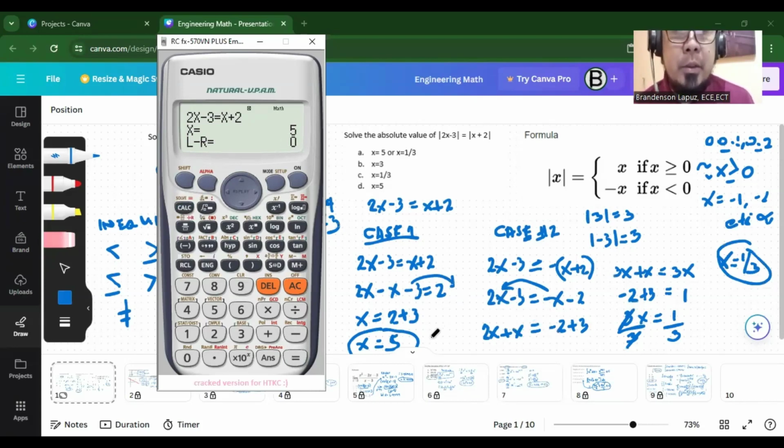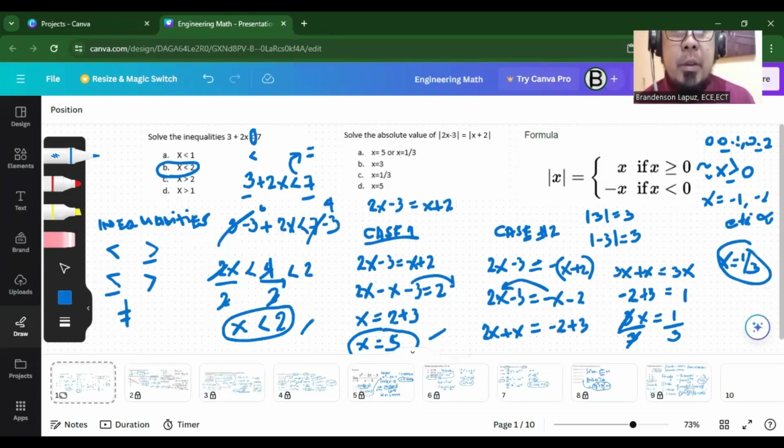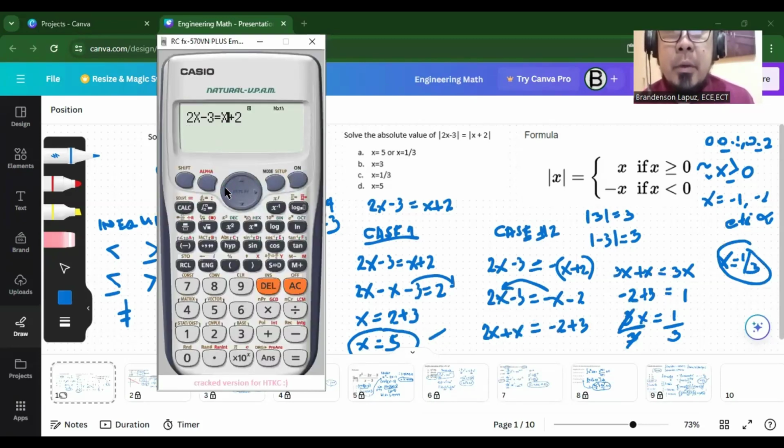So this is it, right? And for the other one, put a negative and parenthesis, just copying what we wrote here. Shift solve will give us a value of 0.33. To get the fraction of that value, just press this S-D button and it will equal 1 over 3.